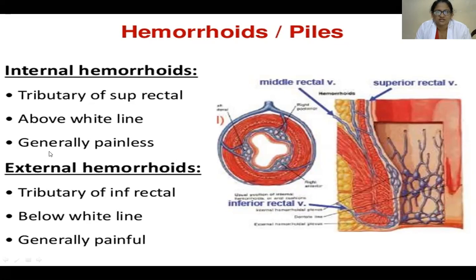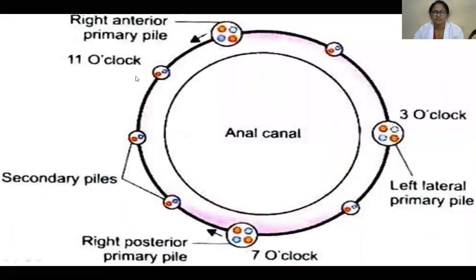These internal hemorrhoids are generally painless. These external hemorrhoids are very painful. This is about the hemorrhoids or piles. See, this is the anal canal. By seeing the position of these hemorrhoids or piles, we are going to see the position.